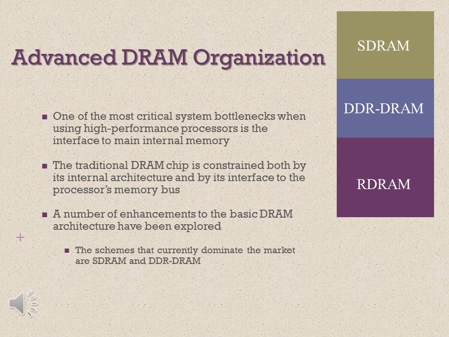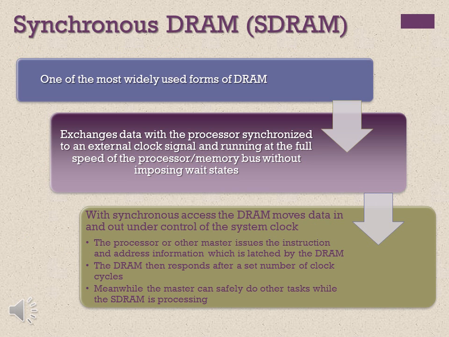With high-performance processors, the bottleneck often lies between the CPU and the main memory. To address this, enhanced DRAM architectures like SDRAM and DDR DRAM have been developed to speed up the memory interface. Synchronous DRAM, or SDRAM, is synchronized with the system clock. This synchronization allows it to deliver data at a much higher rate compared to traditional asynchronous DRAM.